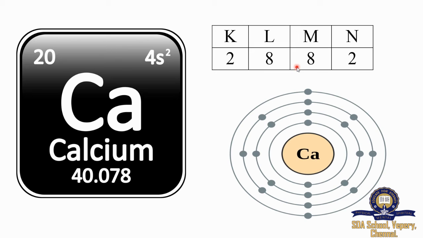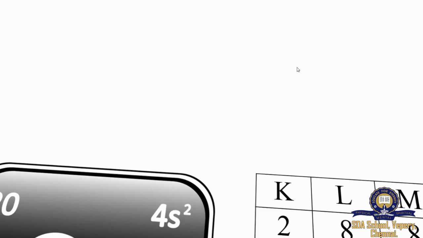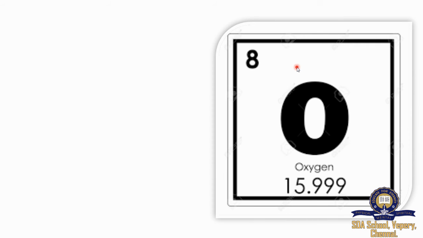Let us take another example, an oxygen element. We know it has mass number 16 and atomic number 8. Number of neutrons would be mass number minus atomic number, which gives 8. So number of protons is 8, and number of electrons is also 8. So the electronic configuration would be 2, 6.